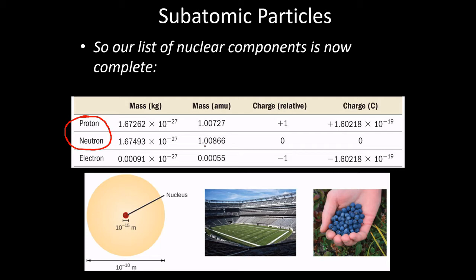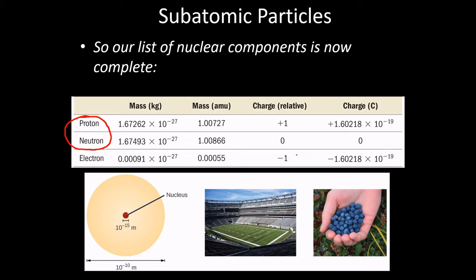The electrons are so tiny that they have just a minuscule effect on the mass of the atom itself, and so we're just going to ignore them. We're going to pretend like they don't actually have mass, even though they do, but it's so small we can pretend like it's not there.